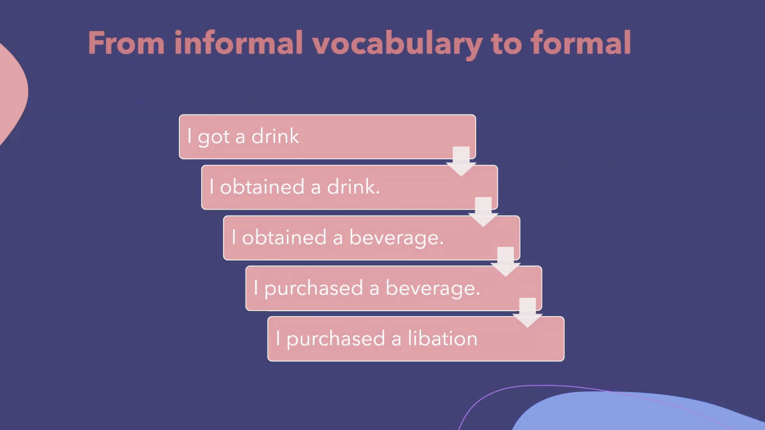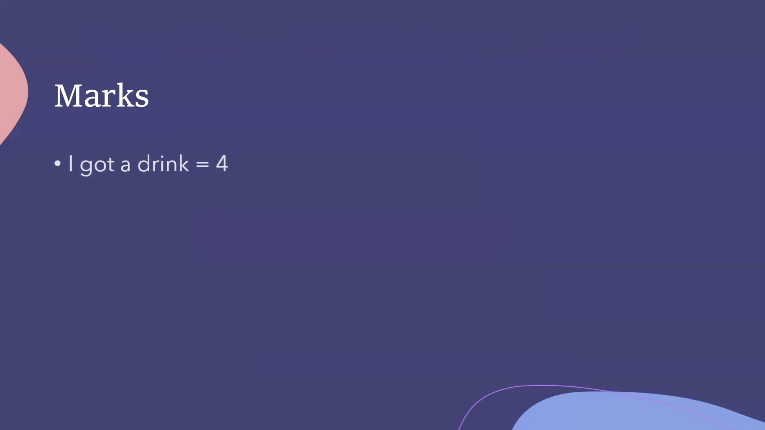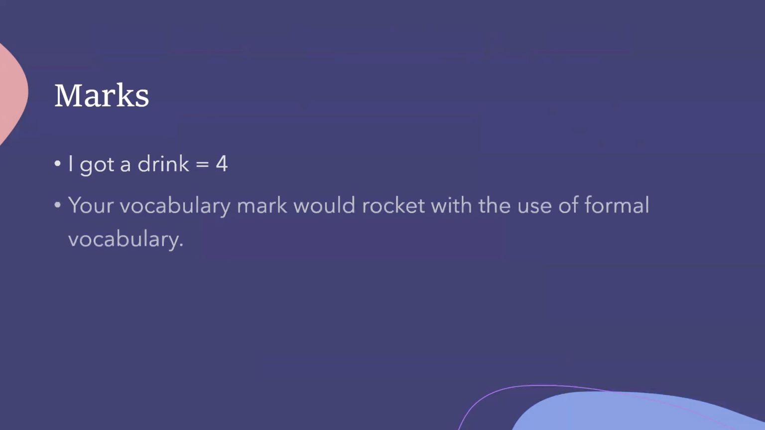And if we look at marks, I got a drink would generally suggest a 4 or below. The grammar is extremely simple. The words are extremely basic. They're correct, but that's it. If you use the words that we have just used to improve the sentence, then your mark would rocket up.